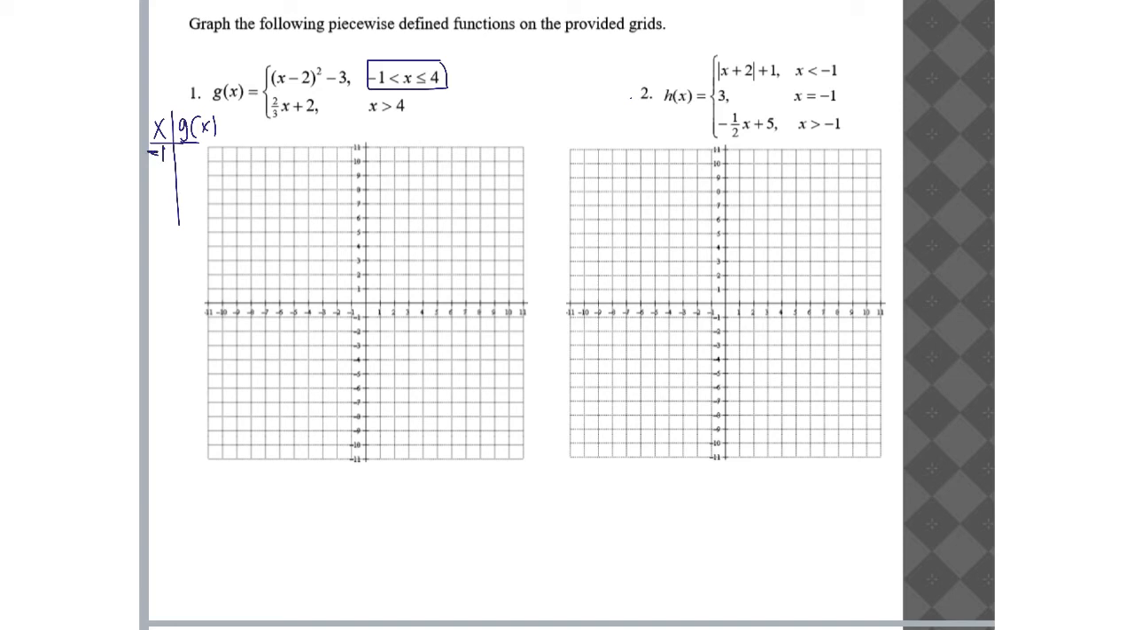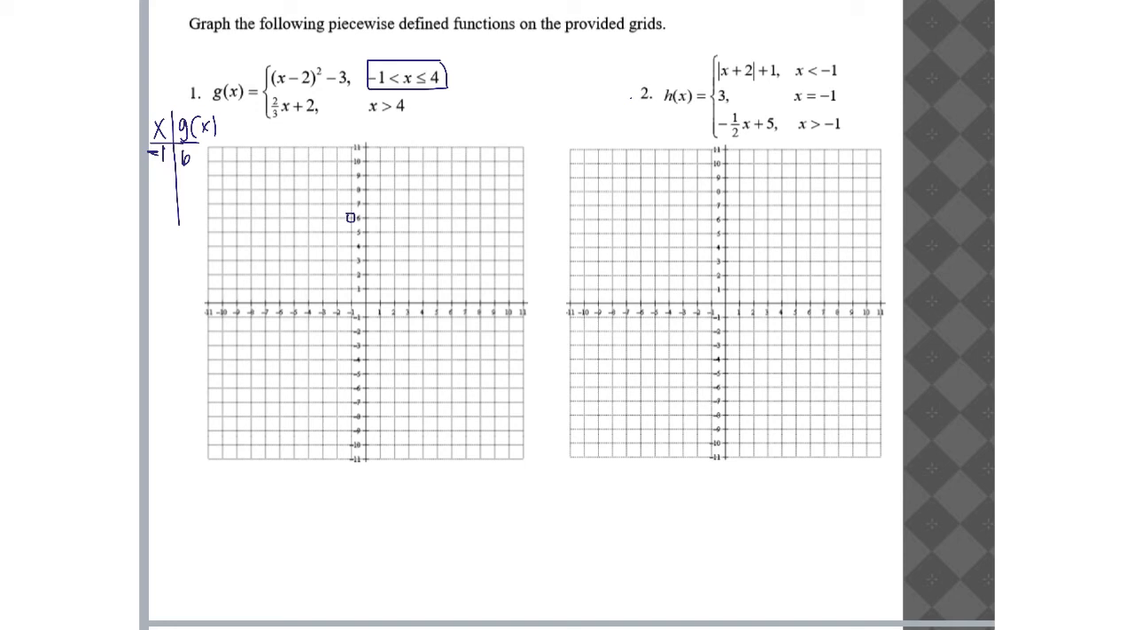So if I plug in -1 for x, that's going to give me -3 squared, which is 9. 9 minus 3 is 6. So my first point here is going to be (-1, 6), but it's going to be an open circle. Okay, so that's the endpoint there.